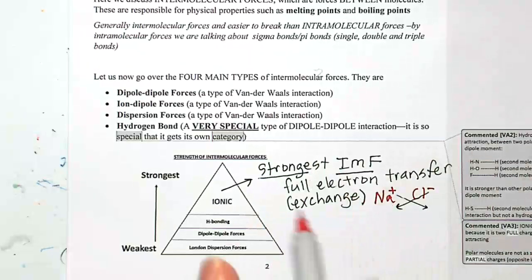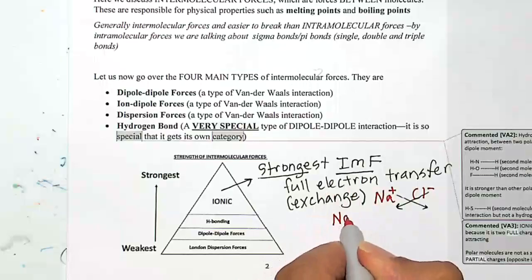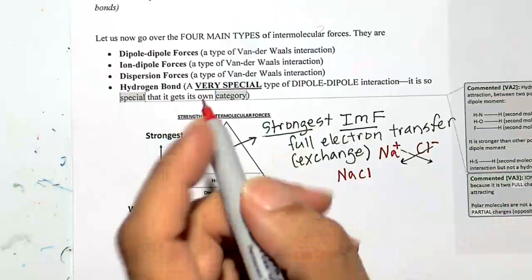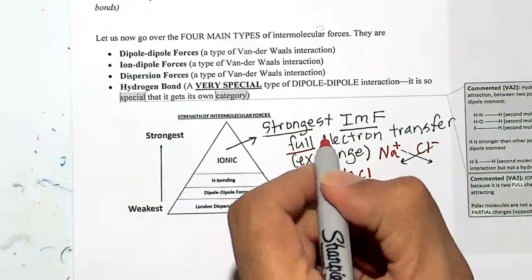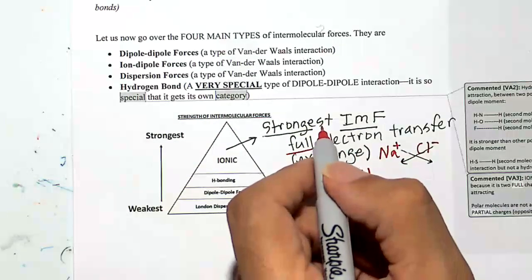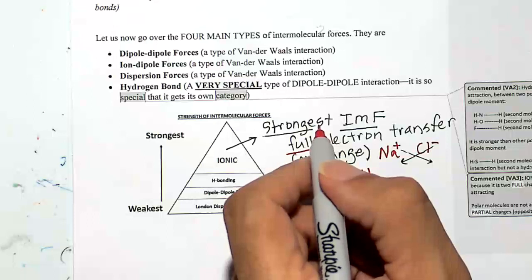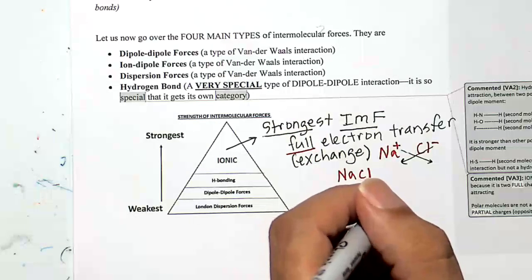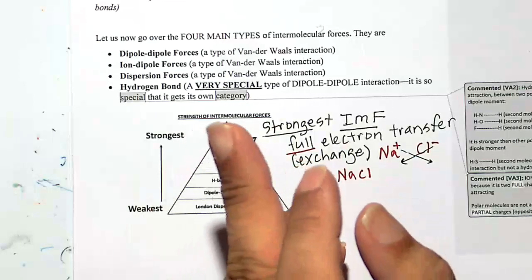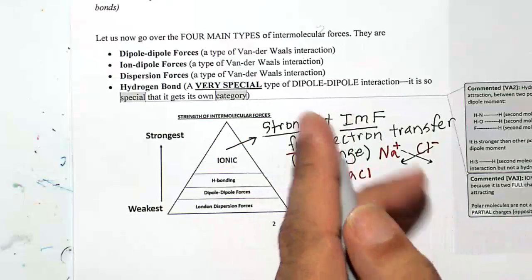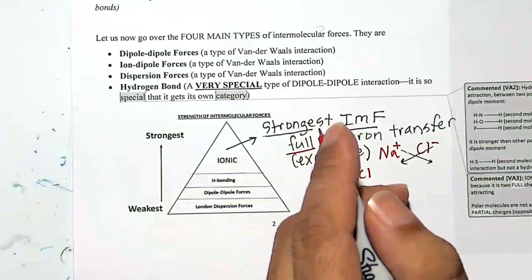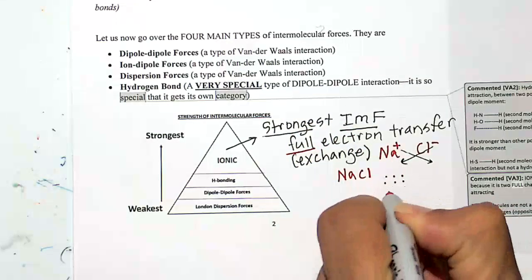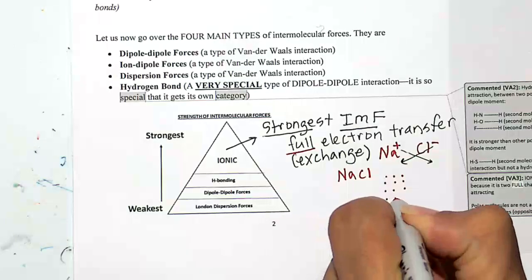And then you get sodium chloride. This is a very, very strong intermolecular force. Why? Because it's a full transfer of an electron. This is not sharing. It is literally giving and taking. And if you ever get the chance, in a textbook or under a microscope, to look at sodium chloride crystals, they look very organized.